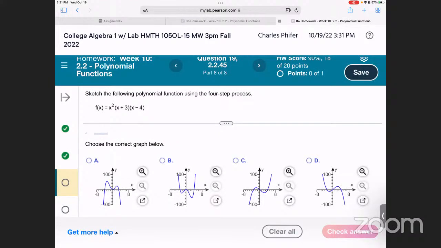So we said it rises to the left and the right, so it can't be A. There's only one graph that rises to the left and the right, which is B. Notice that it crosses, bounces, crosses the x-axis. It has the proper intercepts, so we're going to go with that.